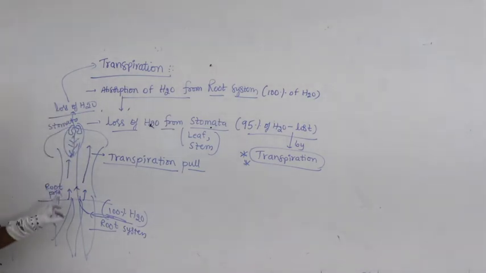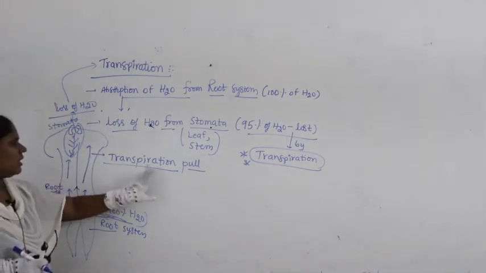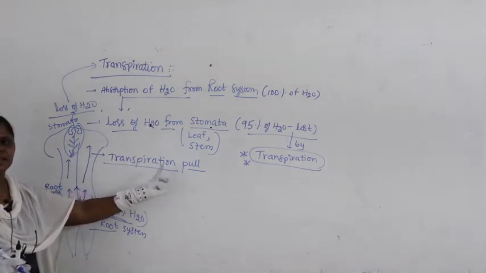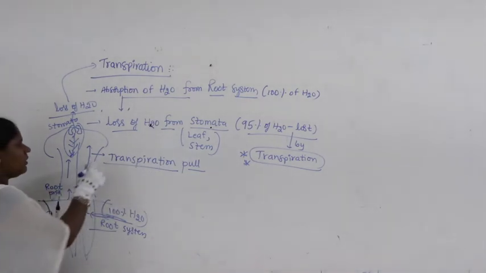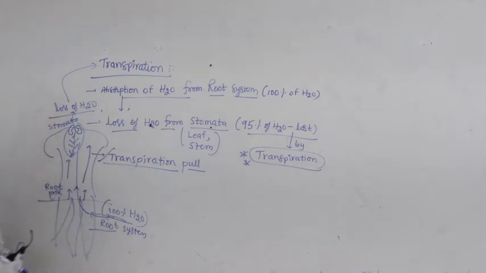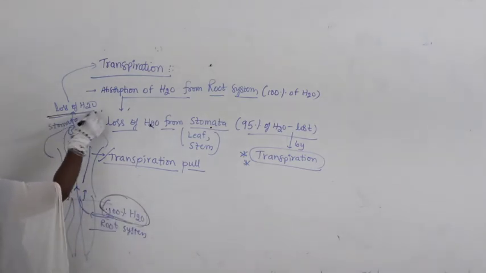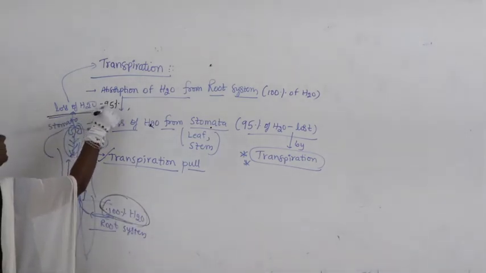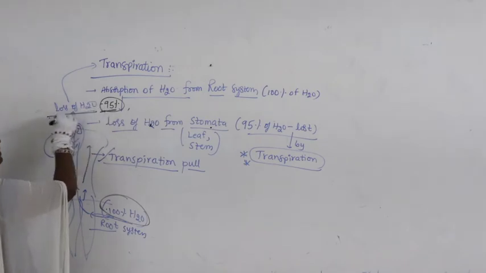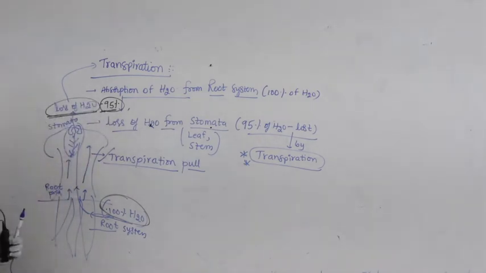from down up to here. Who is helping? Root pressure. From here, who is pulling the water? Transpiration. That pull is called transpiration pull. We will talk about transpiration pull later. First of all, if you look at the stomata, even though the root is taking 100% of water, loss of water occurs up to 95%. 95% of water is lost by the plant.